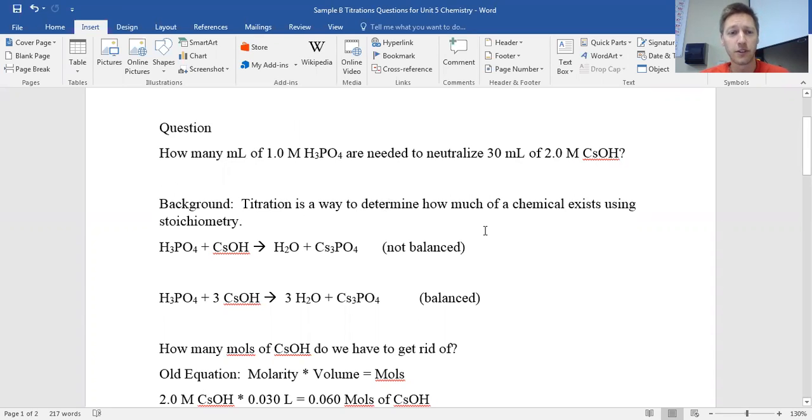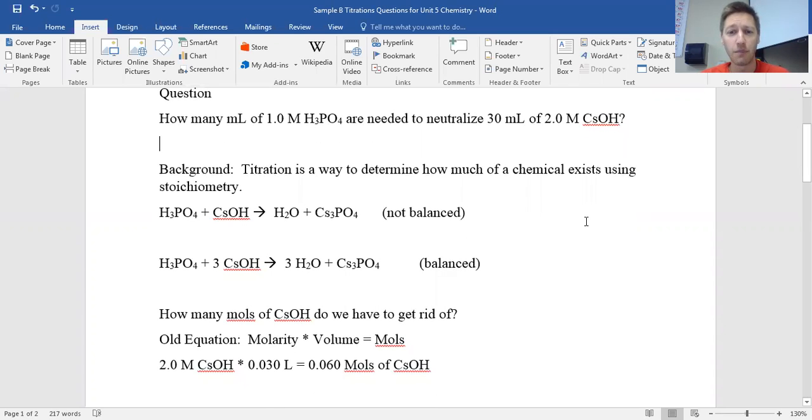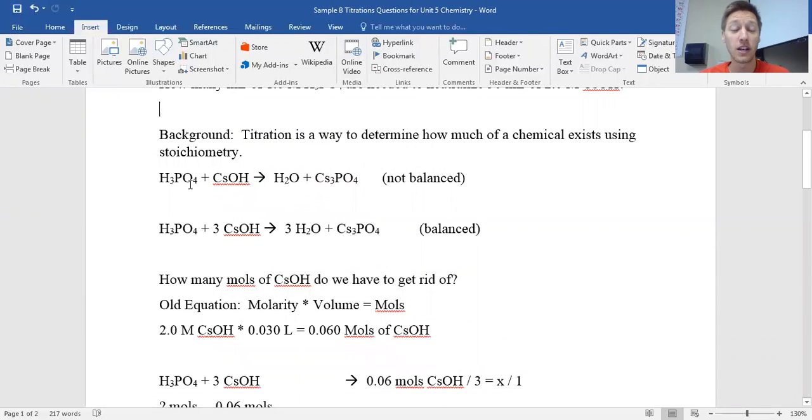Again, background for this: a titration is just a way to figure out how much of something you have. So how much of this chemical do we actually have there? Going back to balancing an equation, phosphoric acid, H3PO4, will react with CsOH to make water and cesium phosphate. Again, acids and bases like each other. It's not balanced yet. We can balance it by just connecting the hydrogens to the OHs. There are 3 hydrogens here and 1 OH, so we need 3 OHs so that every hydrogen has an OH, because every acid plus a base makes a water.